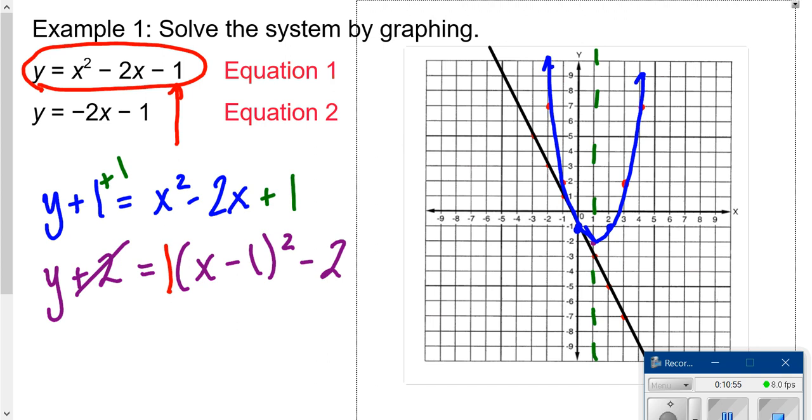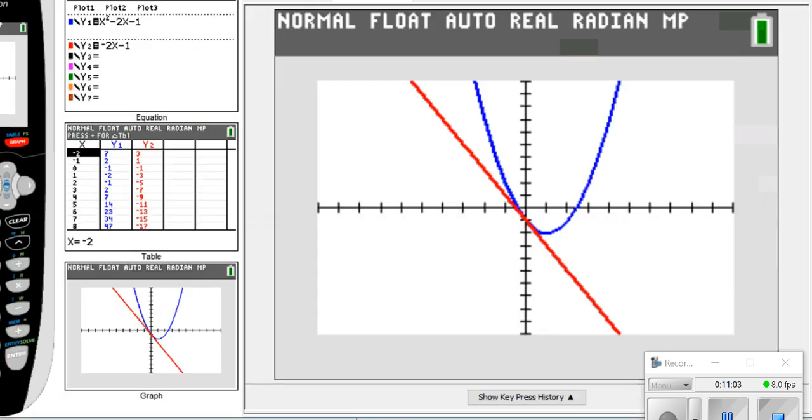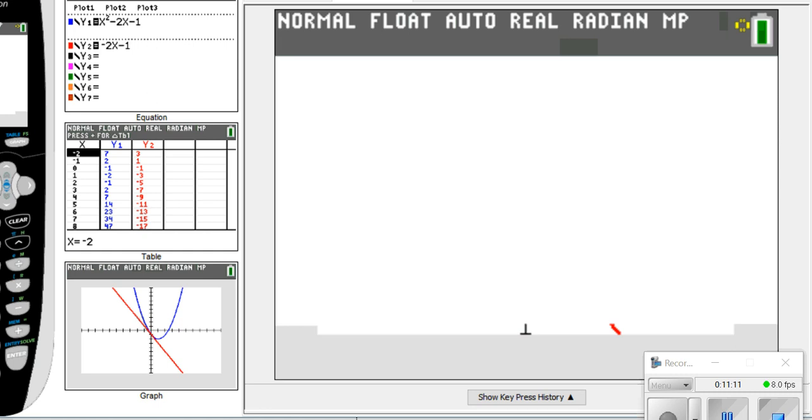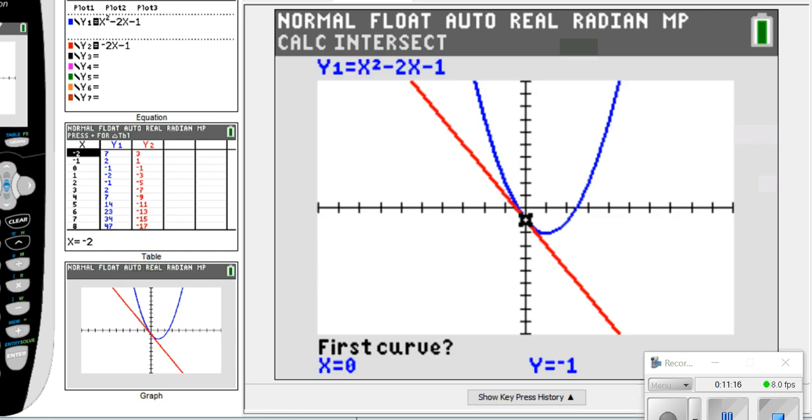It looks like the graphs just cross at (-1, 0). So that's my solution. I could check that by looking at my graphing calculator here and seeing this point of intersection. I can use the calculate tool and use number 5. And the calculator is going to ask me, is y1 the first curve? And I'll say yes by hitting enter.